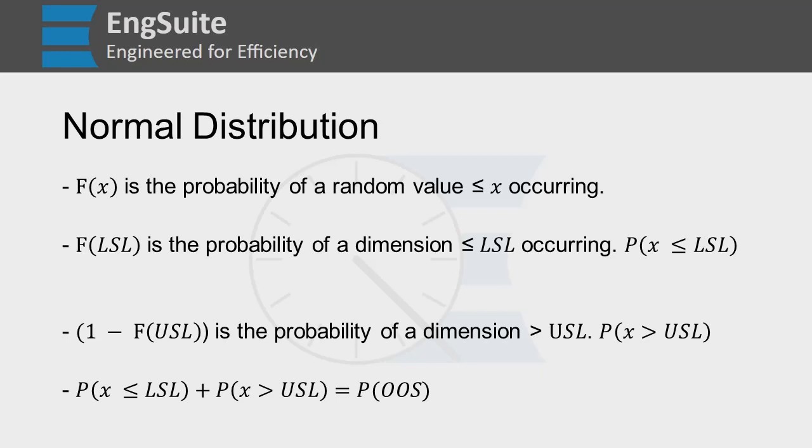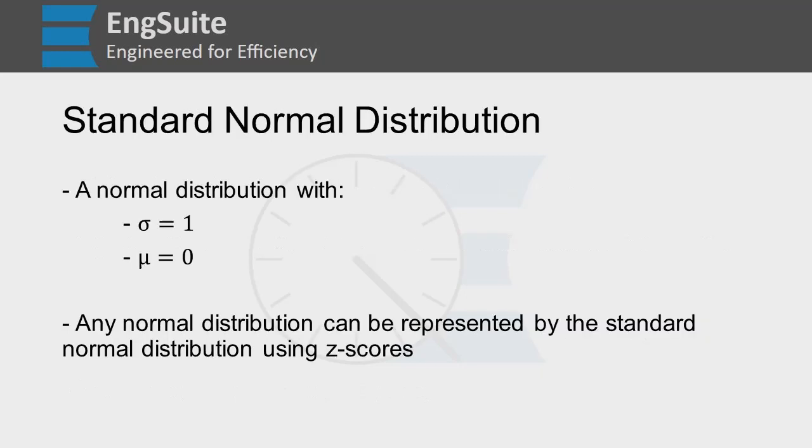So what we're going to do now is sidestep a little bit and learn about the standard normal distribution. The standard normal distribution is a normal distribution with sigma of 1, so a standard deviation of 1, and a mean, or mu, of 0. We use this because any normal distribution can be represented by the standard normal distribution using z-scores. It's a way of standardizing all of your values so that you really only need to care about one set of numbers.